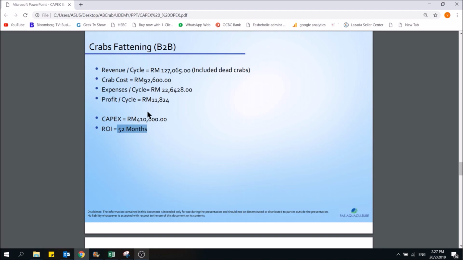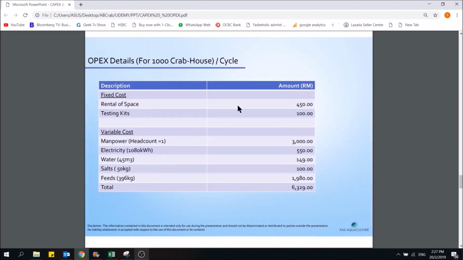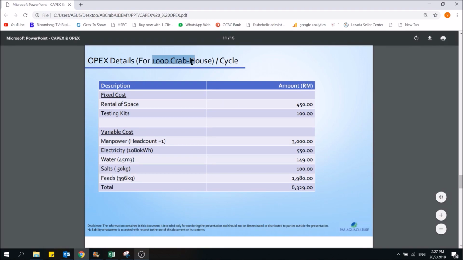Okay, so in the third case, we'll be running what we call a B2C status. Going back to the original basis of 1,000 crabs per cycle, we are following the same rental cost, testing kits, manpower, electricity, and so on. We are spending about 6,329 a month. So this is the same as the first case we presented.